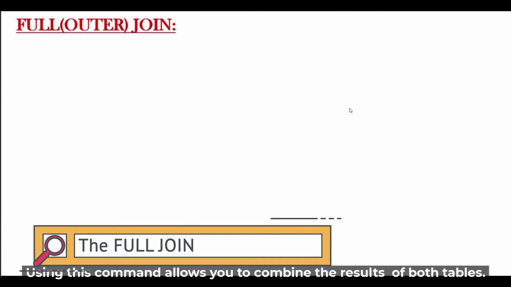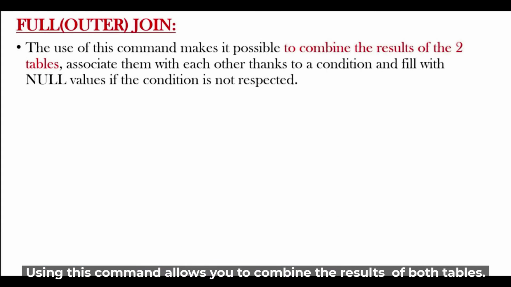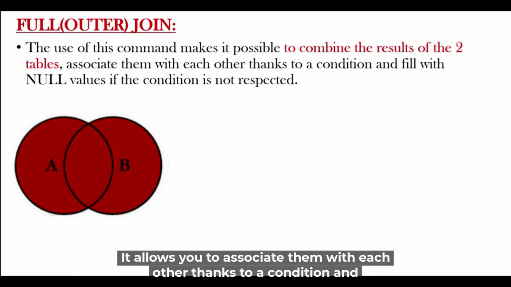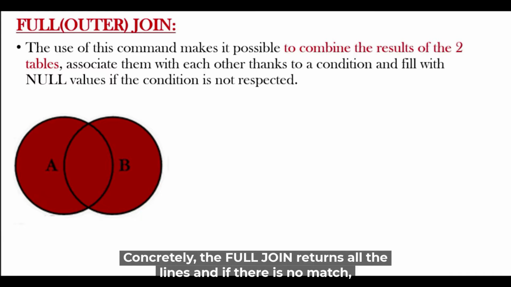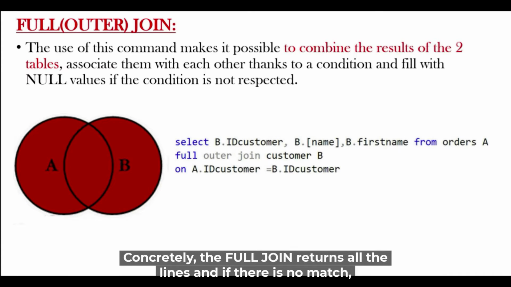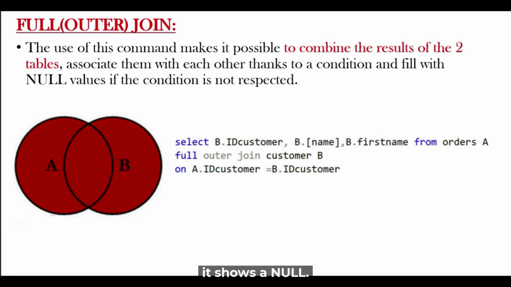Using this command allows you to combine the results of both tables. It allows you to associate them with each other thanks to a condition, filling with null values if the condition is not respected. Concretely, the full join returns all the lines, and if there is no match, it shows a null. It even returns the matching rows.